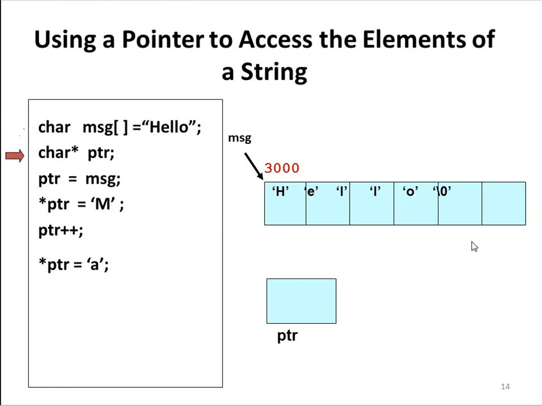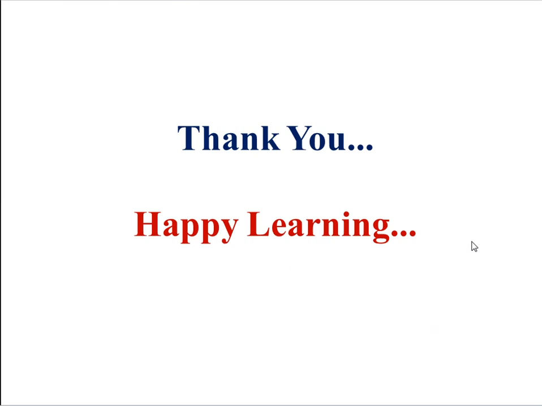Just see in the animation: the pointer is created in memory and it is now pointing to the first location of the array. Then we change star ptr equal to m, changing h to m. Then we increment the pointer, it points to the next location, and star ptr equal to a now changes e to a. Okay, in this way the pointer is used in C++.